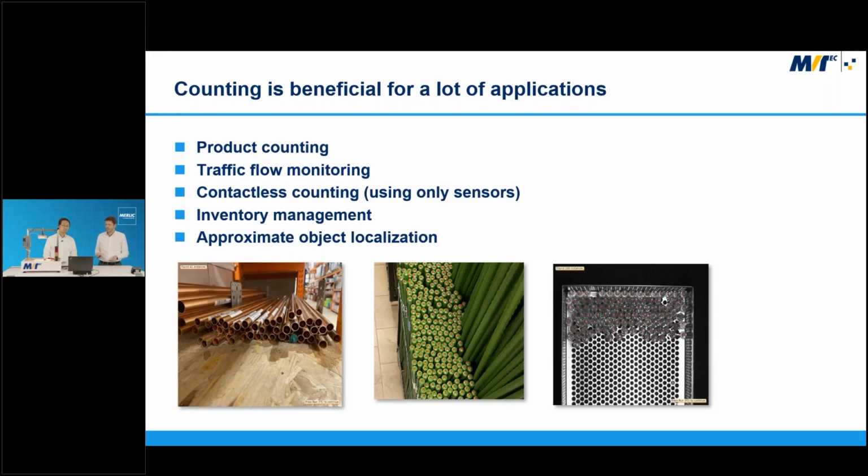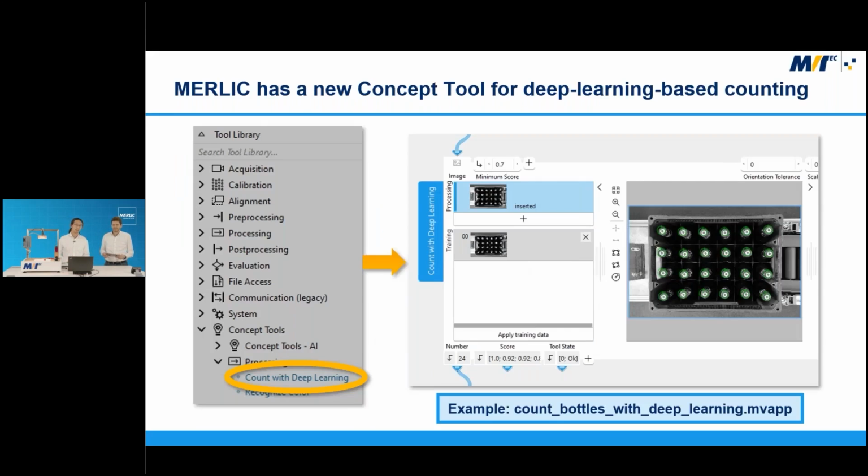So, Qin, where can we find this new feature in MERLIC? Very good question. So I will take over the technical insight of this new feature. You can find this tool under the concept tools processing. And as Ulf already mentioned, we also provide an example to show you how to count the bottle tops with deep learning based counting.